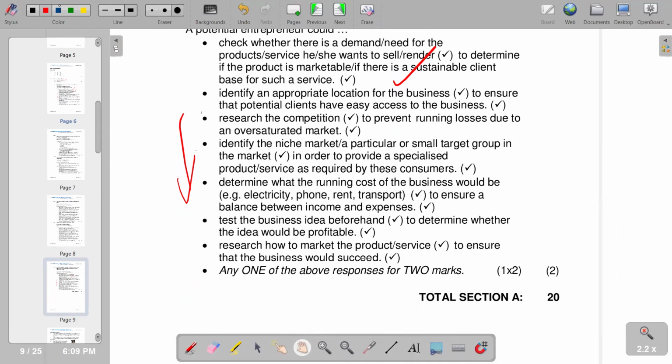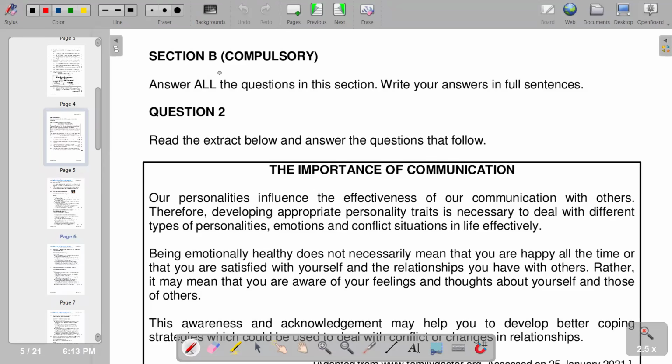And this is the end of our first question, and this is the end of our section A, which has a total of 20 marks. From there, we move on to the next question, which is our question 2. Moving on to our section B, which is obviously compulsory. We are going to start on question 2, which reads, read this extract below and answer the question that follows.